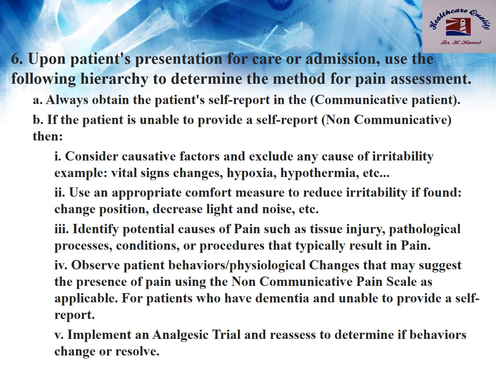Identify potential causes of pain, such as tissue injury, pathological processes, conditions, or procedures that typically result in pain. Observe patient behaviors and physiological changes that may suggest the presence of pain using the non-communicative pain scale as applicable. For example, in patients who have dementia and are unable to provide a self-report. Implement analgesic trial and reassess to determine if behaviors change or resolve.